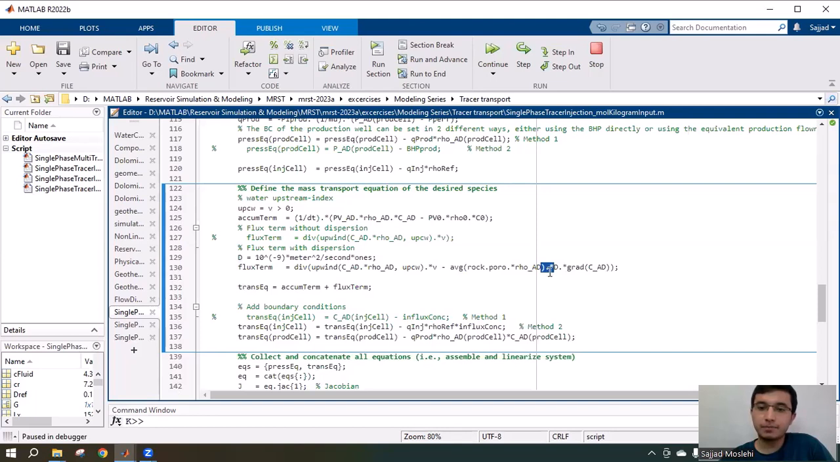This D is actually the diffusivity coefficient, diffusion coefficient. And this is the gradient operator used here. This is the average operator. This is the divergence operator. And I didn't talk about this. This is actually the accumulation term, all right? The volume of the cell is multiplied by the density of the fluid and multiplied by the concentration. And this will give us the total mole of that tracer in a single cell, all right?